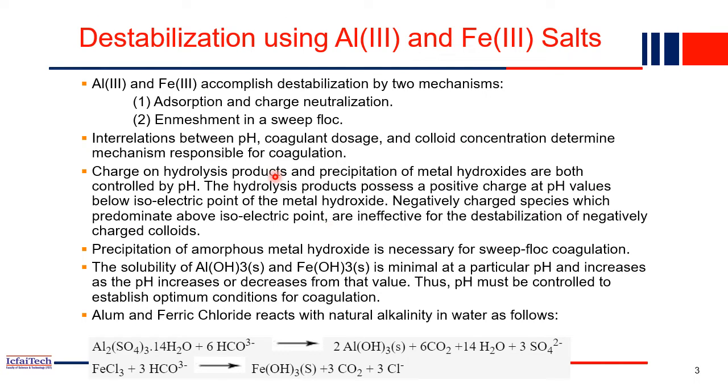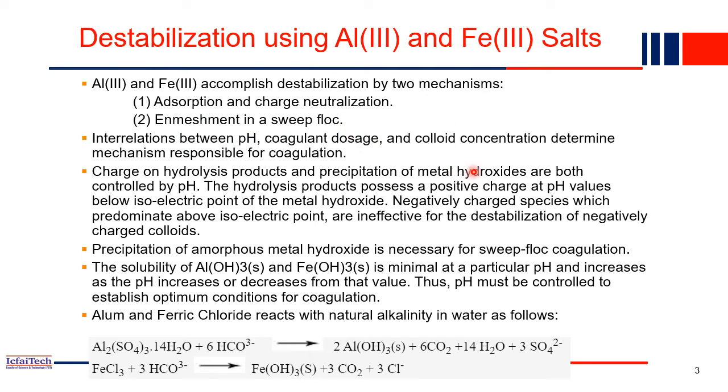Basically these ions are absorbed by the suspended particles, and the particles also get charged. Now once particles are charged, we have to destabilize the water, destabilize the ions, so that the collision happens. Once collision happens, the dimension of the particle will increase, right? So aluminum and iron accomplish destabilization by two mechanisms. The first one is absorption and charge neutralization. The first step is, as I mentioned, the small suspended particles will absorb those ions, and the second one is enmeshment in sweep flock.